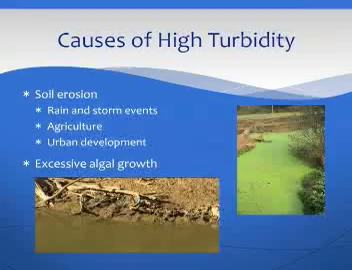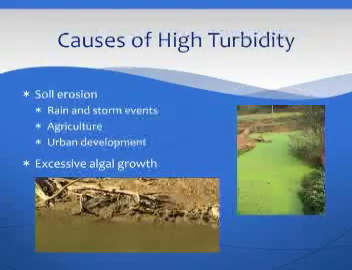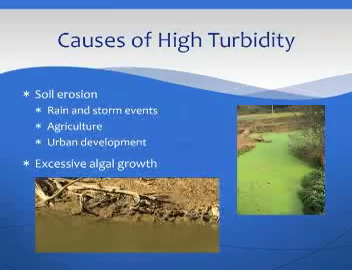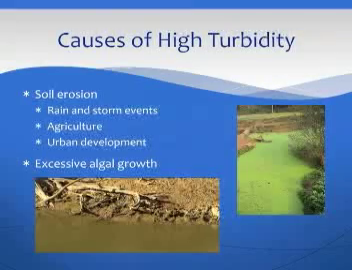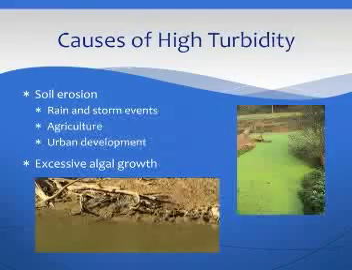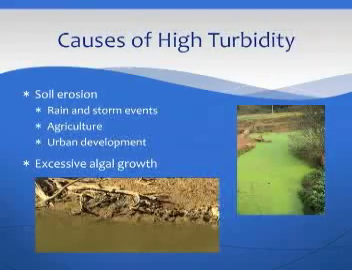Turbidity usually increases dramatically after rain and storm events, as more soil particles are eroded from banks and washed into the stream. Exposed banks, bare soil from agriculture or construction, insufficient vegetation, urban runoff, and excessive algal growth from nutrient enrichment are all contributors to water turbidity.